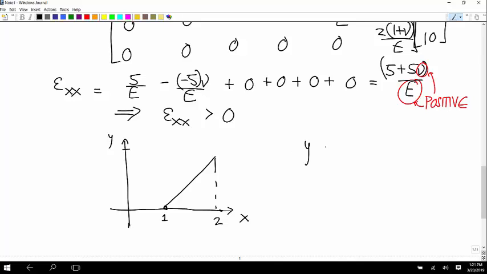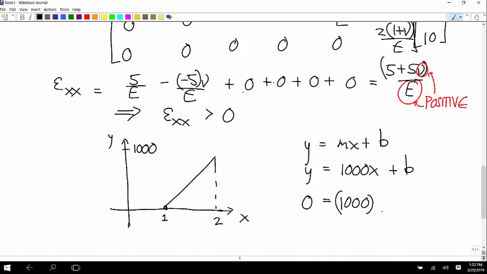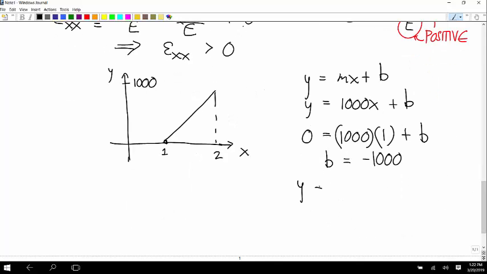Well, we know that y is equal to mx plus b. We know that the slope is a rise of 1,000 over a run of 1. So this is equal to 1,000x plus b. Now we have to figure out what the value of b is, and we can do that by just choosing one of these points. When x is equal to 1, y is equal to 0, so b is equal to negative 1,000, and so the equation for that line is y equals 1,000x minus 1,000. That's right. Yep.